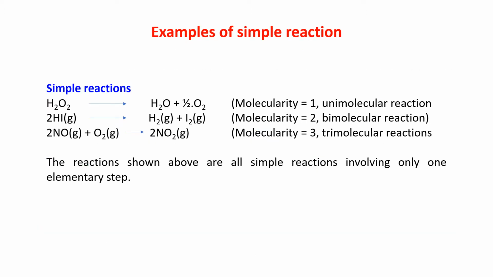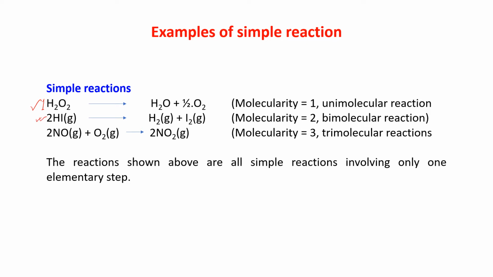Example of simple reaction. H2O2 is giving you H2O plus half O2. Now the molecularity is 1, because one molecule. Now 2HI gas is giving you H2 plus I2. So the molecularity is 2 because there are 2 HI.